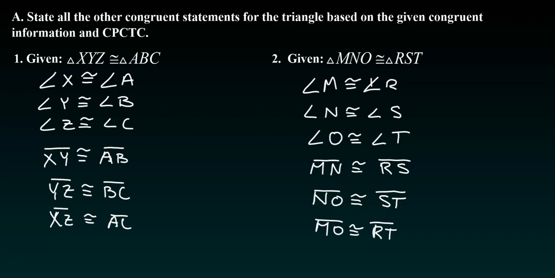So hopefully you wrote that angle M is congruent to angle R, angle N is congruent to angle S, angle O is congruent to angle T, side MN is congruent to side RS, side NO is congruent to side ST, and side MO is congruent to side RT. And that's how we apply the CPCTC to a problem.